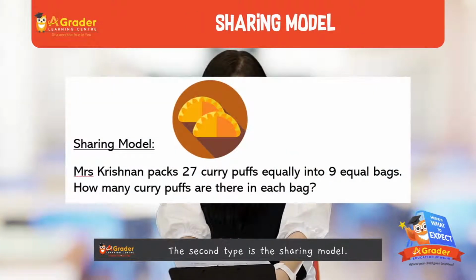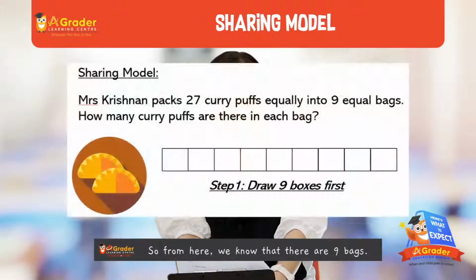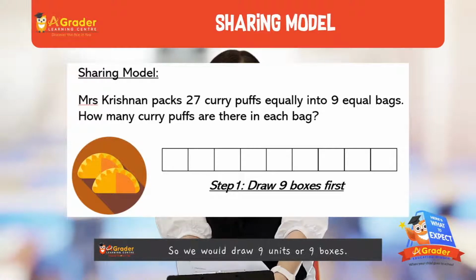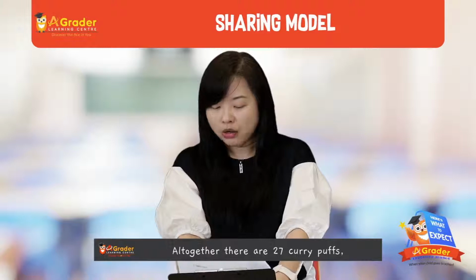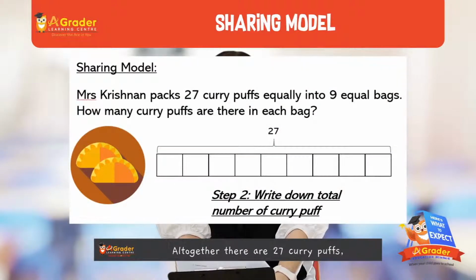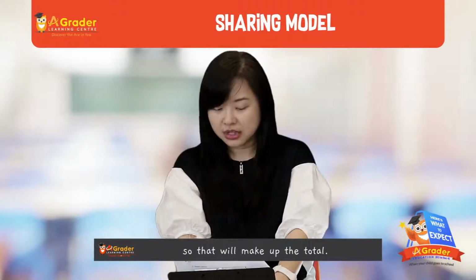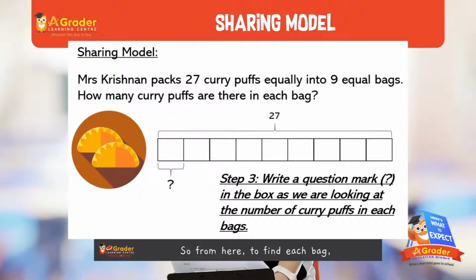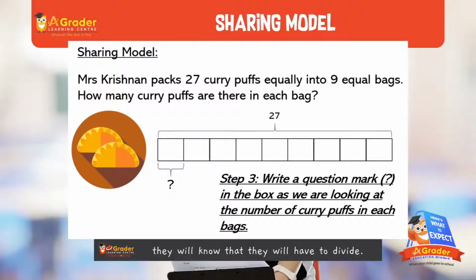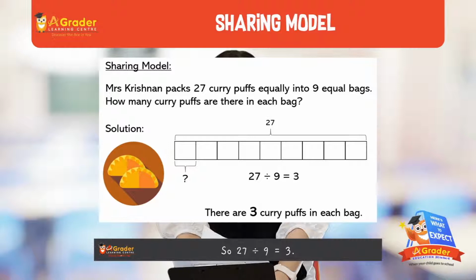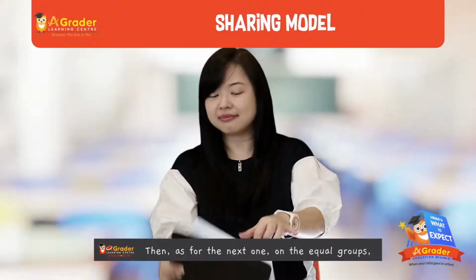The second one is the sharing model. So from here we know that there are 9 bags, so we will draw 9 units or 9 boxes. Altogether, there are 27 curry puffs, so that will make up the total. So from here, to find each bag, they will know that they will have to divide. So 27 divided by 9 will give them 3.